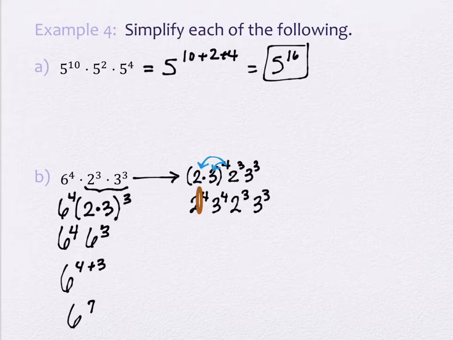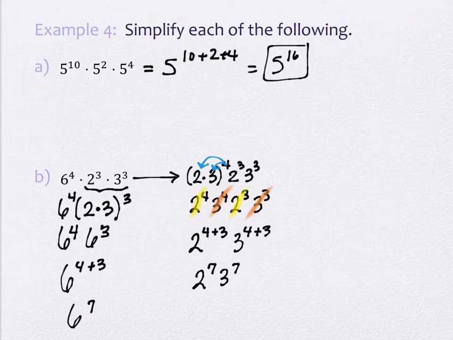Well, these go in pairs. This one and this one are both base 2s. Agreed? So I can use property number 1 and write them as 2 to the 4 plus 3. And then these are both 3 with powers. So again, I can use property number 1 and rewrite 3 to the 4 plus 3. So 4 plus 3, of course, is 7. So an equal answer would be 2 to the 7th, 3 to the 7th.